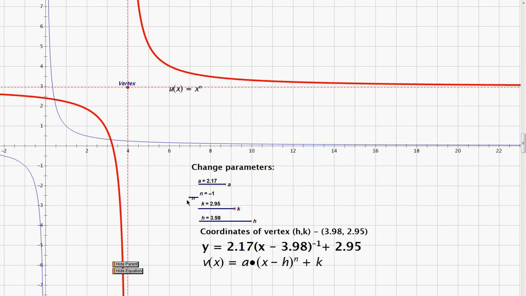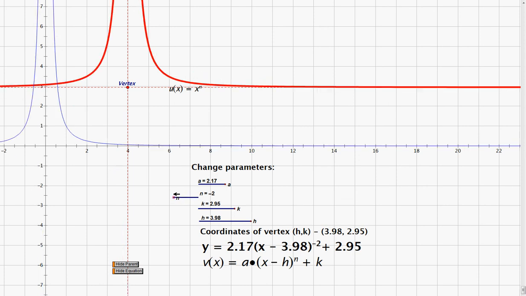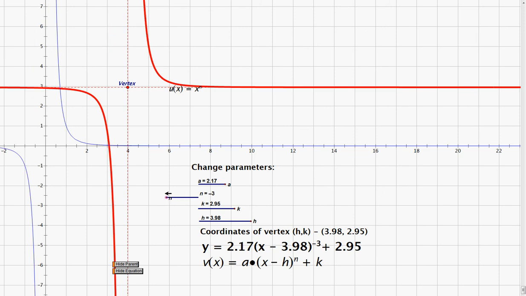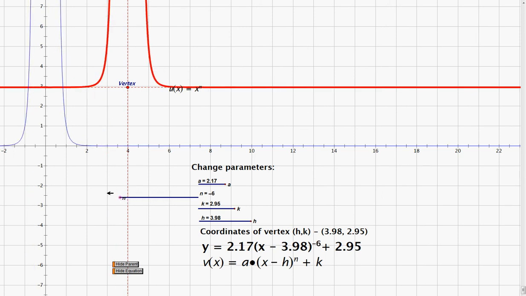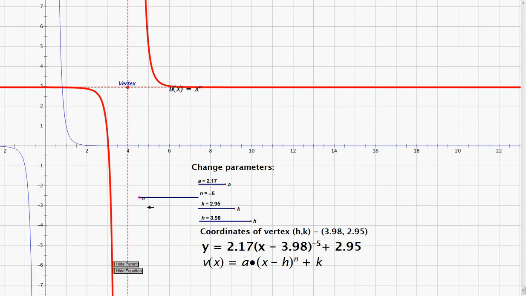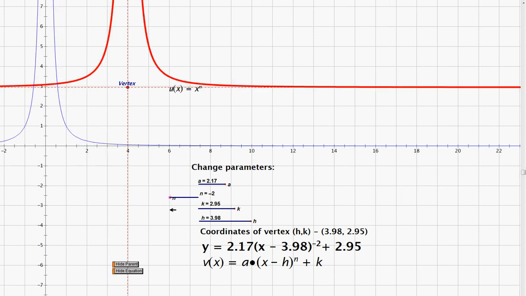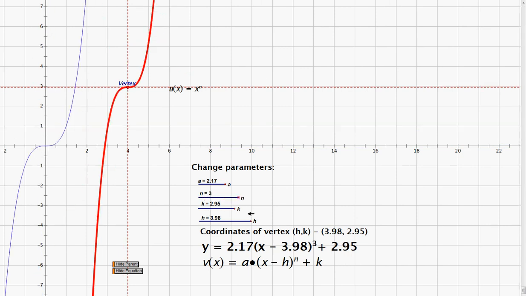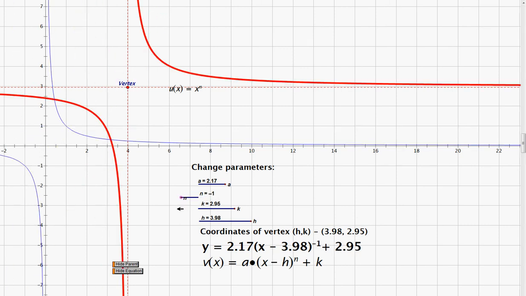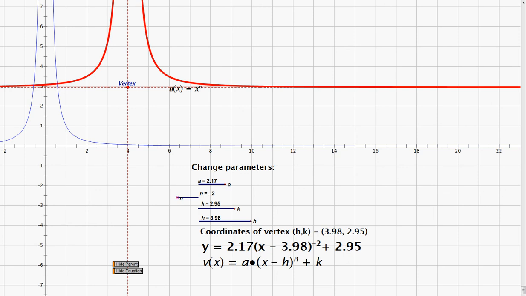So this presentation shows you how the power function reacts on transformations, and power function includes power function with n equal to any integer number. So you can see what's happening when n goes from even to odd, and what's happening when it goes from negative to the positive.